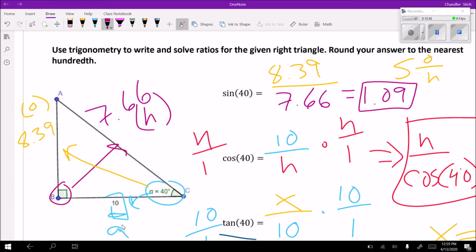It took us a little bit to actually do the math and figure out what each one of these sides equals, but once I do that, I can go back and do the actual number. Sine of 40 is 1.09.